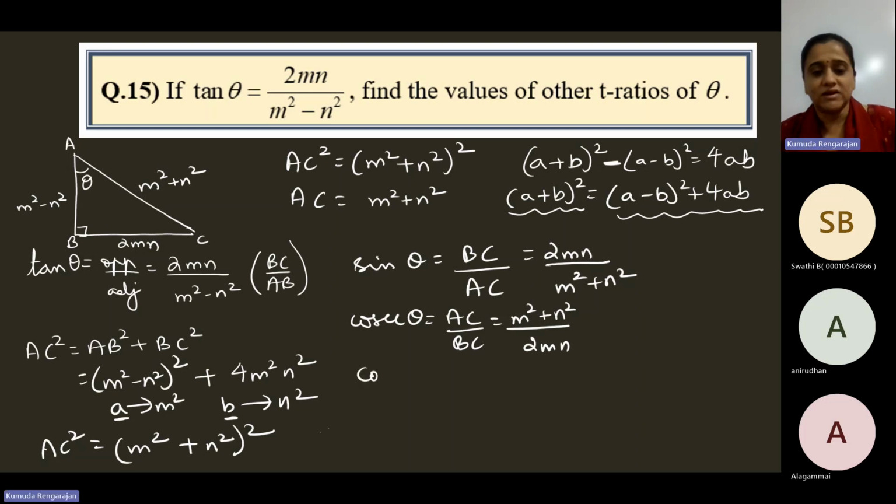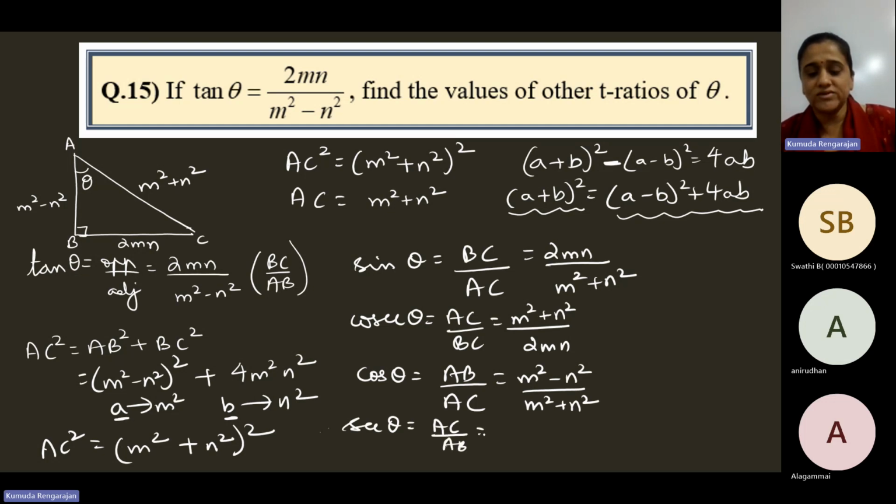Then find cos theta. Cos theta is equal to adjacent AB by hypotenuse AC. So that is (m square minus n square) by (m square plus n square). So its reciprocal, secant theta, will be AC by AB, which is (m square plus n square) by (m square minus n square).